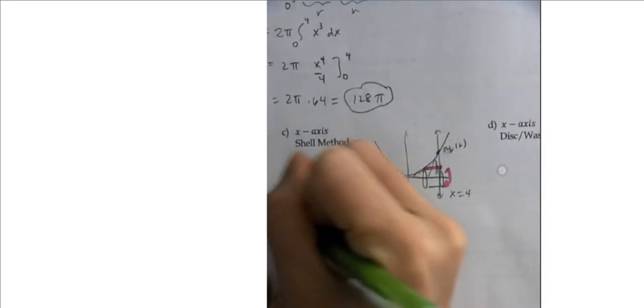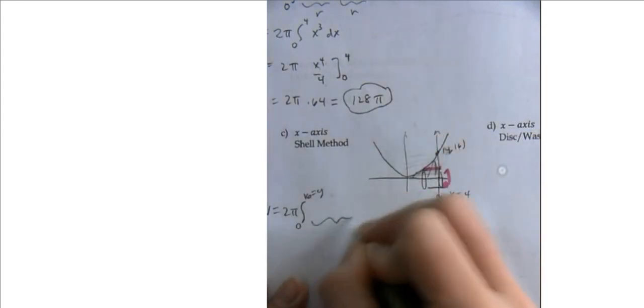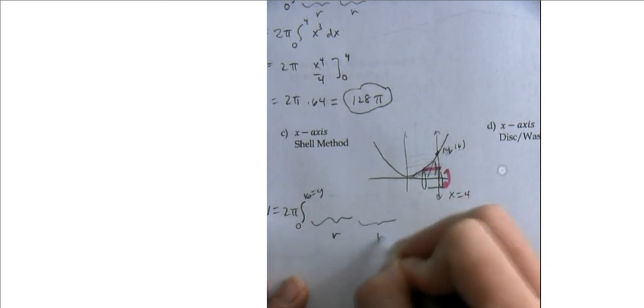So V equals 2 pi. Now look at this, goes all the way from 0. These are y values. See them touching the y-axis to 16. I need an r and an h. This is the radius right here. Now this is on its side, so height doesn't have to be vertical. This is the radius and this is the height.